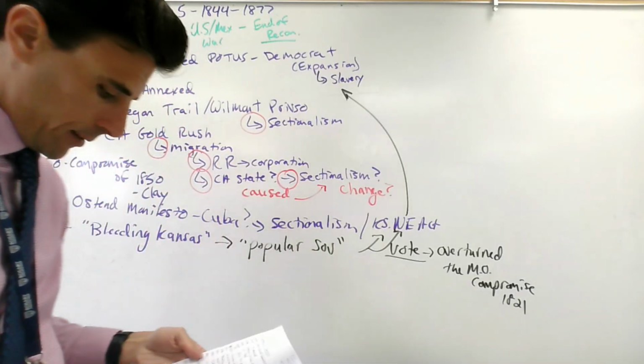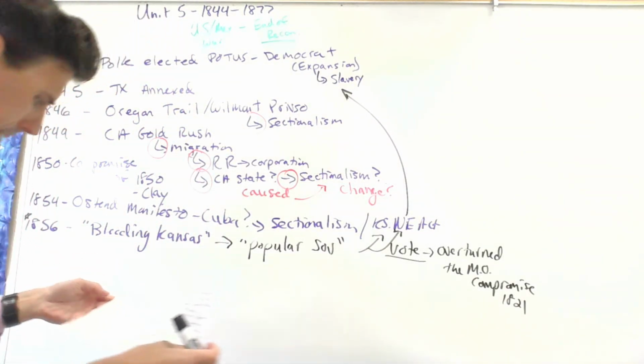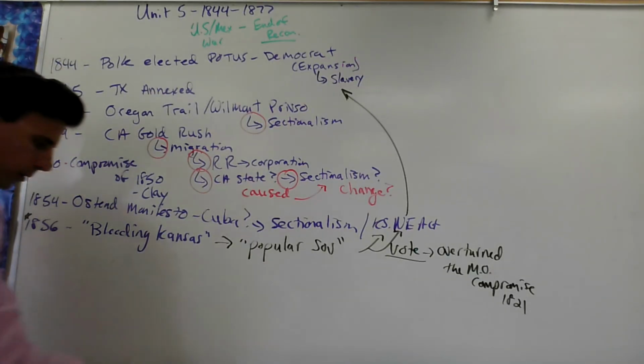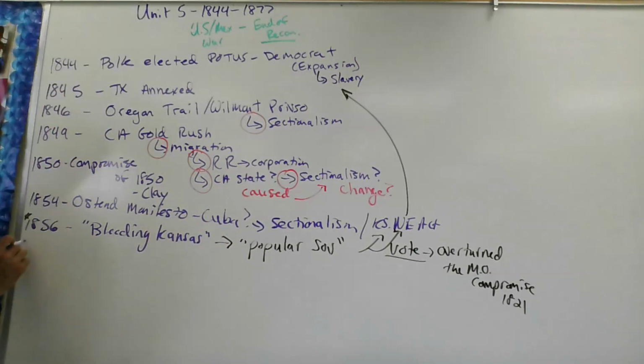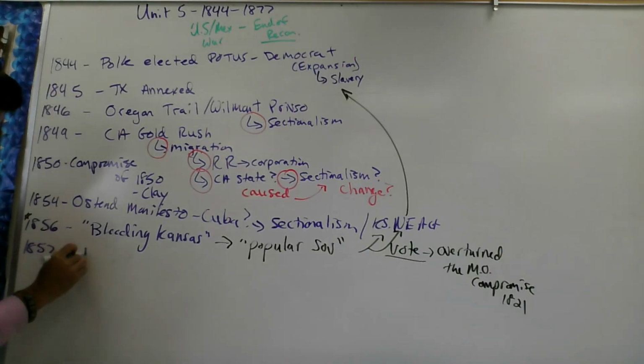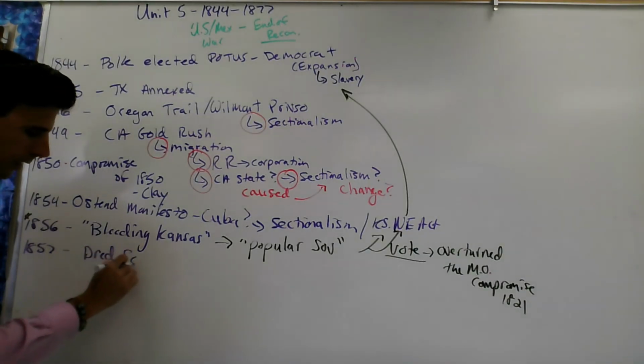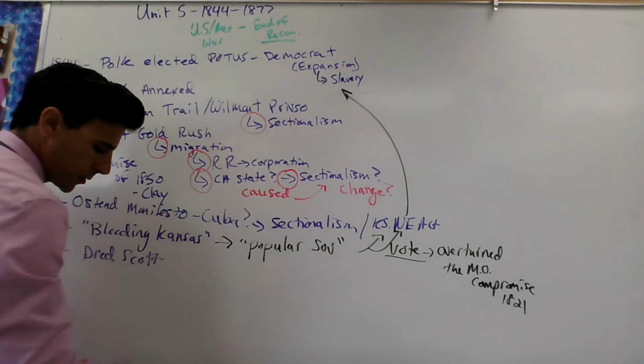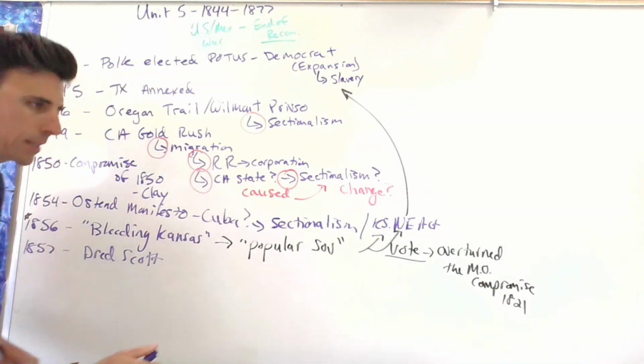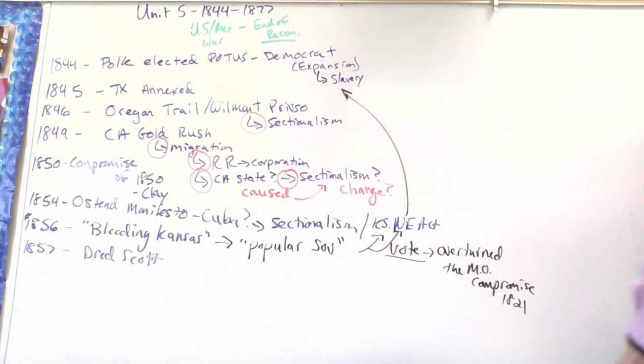This is how you're going to write the DBQ. All right, let's go to 1857. I'm going to go back to purple here. 1857 is the Dred Scott case. This is the U.S. Supreme Court's case that basically said black people were property.